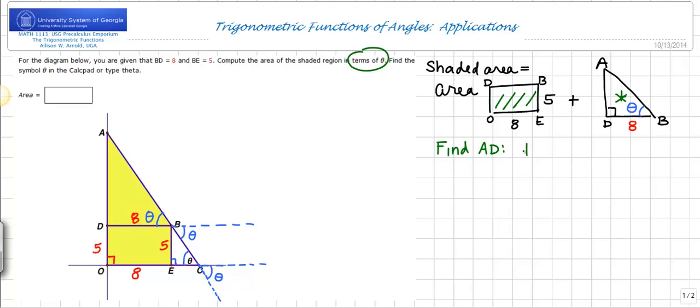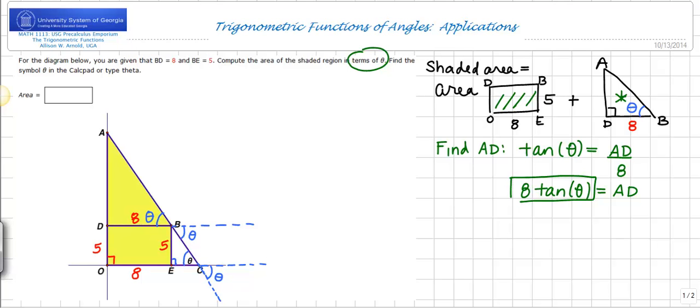Notice here I can say tangent of theta is the side opposite theta over the side adjacent theta. So the number 8 times tangent of theta is actually the implied length of the side AD.